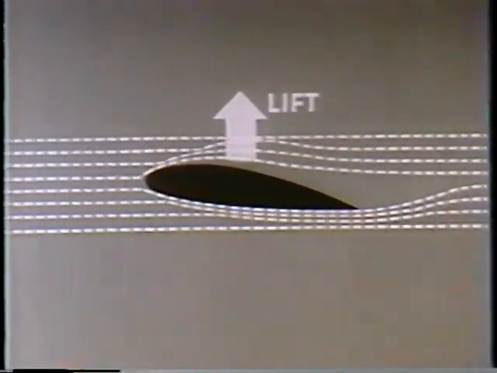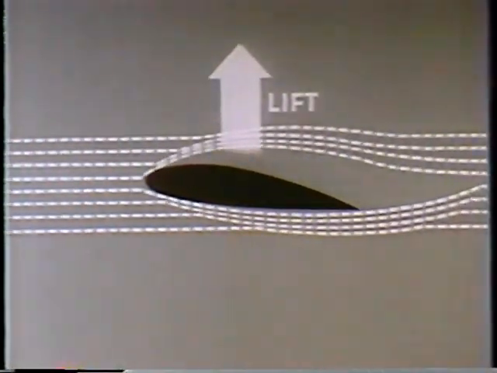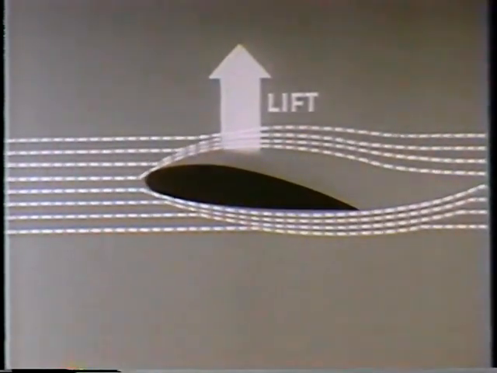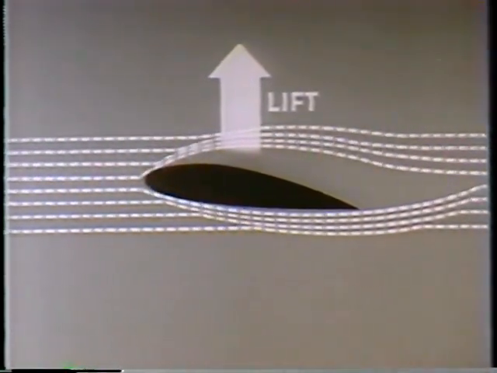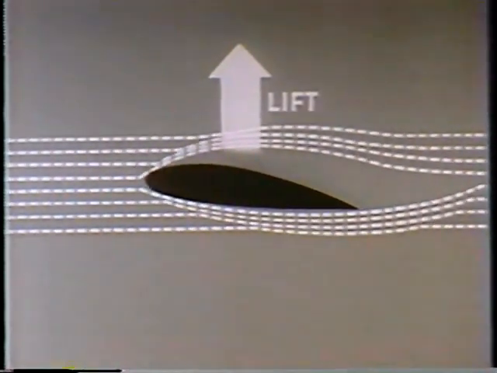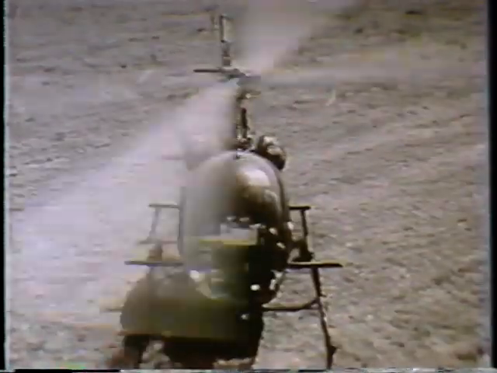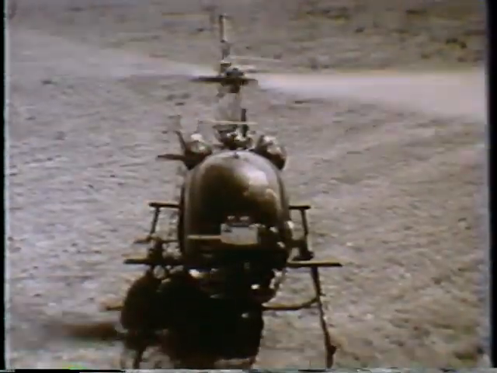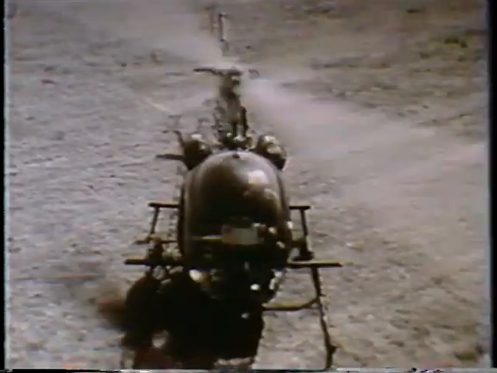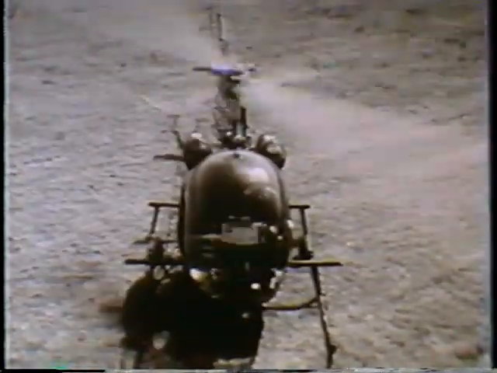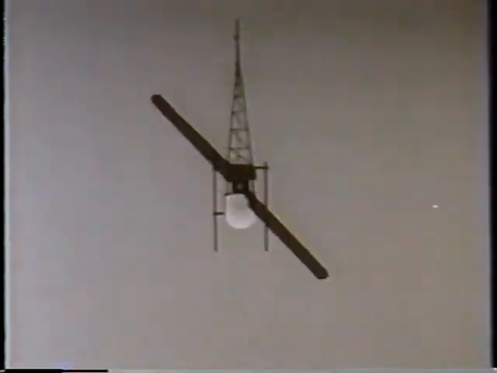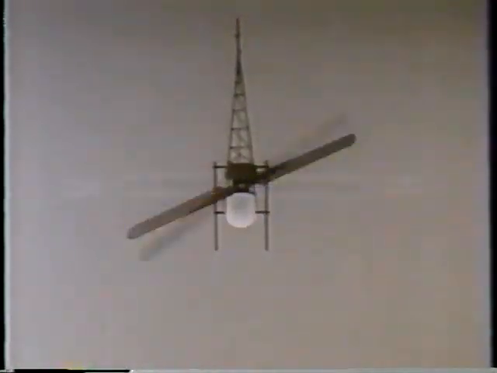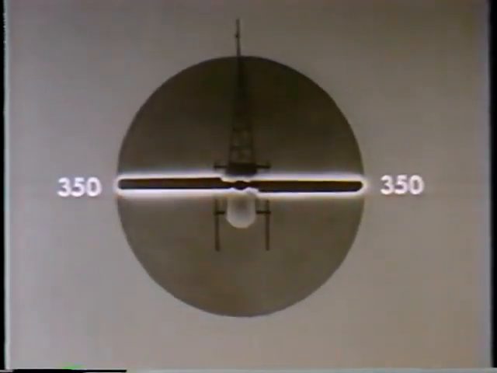The faster the air passes over the airfoil, the greater is the lift produced. All other factors being equal, lift will vary as the square of the velocity. In a helicopter, of course, the rotor blades act as airfoils to produce lift. And the faster the air passes over the blades, the greater is the lift which is produced. Now suppose the rotor of our helicopter is revolving so that the tips of the blades are traveling at a speed of 350 knots.